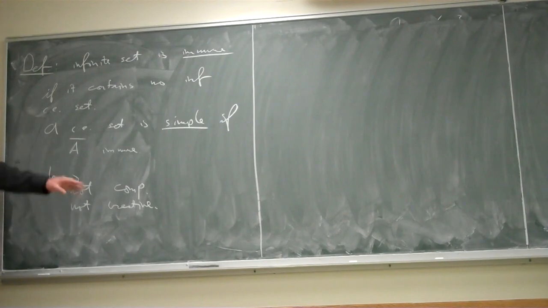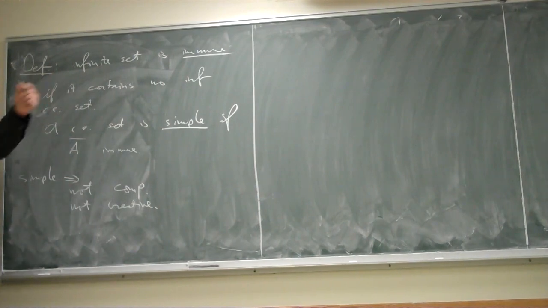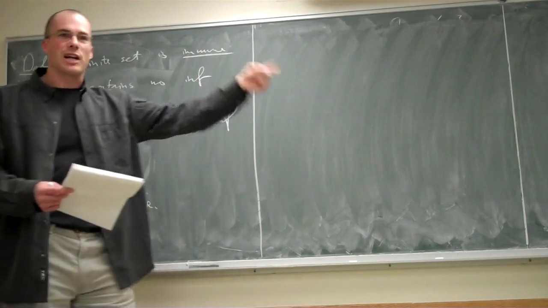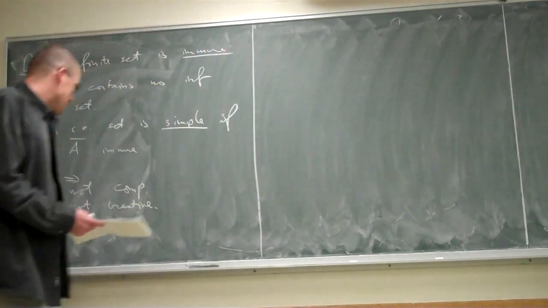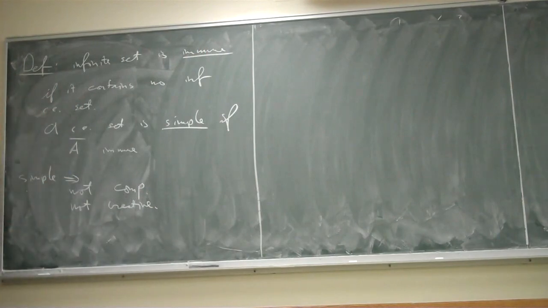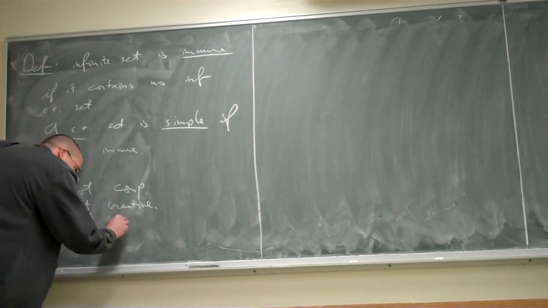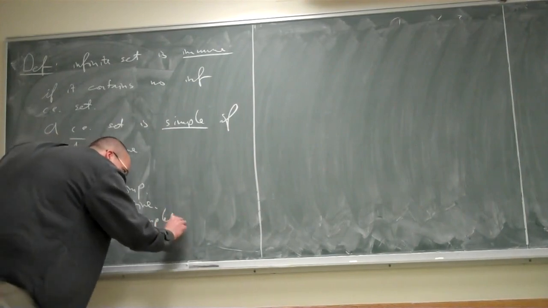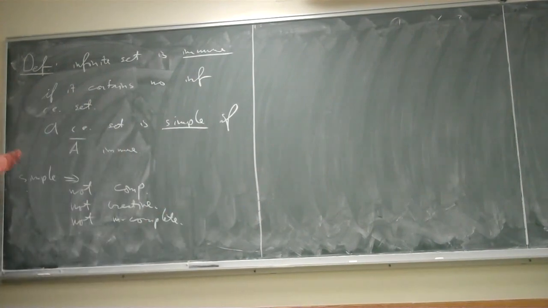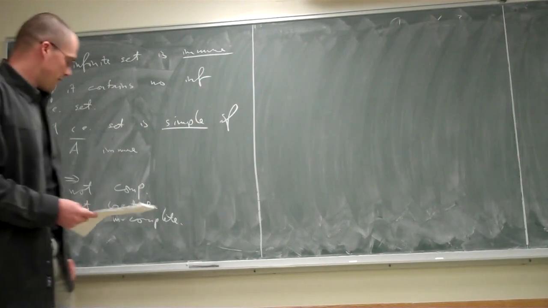So not creative, because any creative set has in its complement an infinite CE set, right? You start with the empty set, it's the CE set contained in there, and then using the productive function, you could one after the other stick in more and more elements into the complement, getting an infinite CE set, and these simple sets don't have that. Therefore, also not M-complete, because creative and M-complete was the same. It doesn't mean you couldn't get something else out of it, but at least not M-complete.